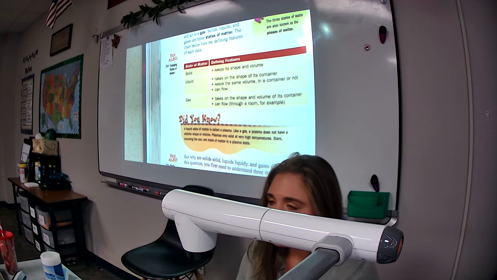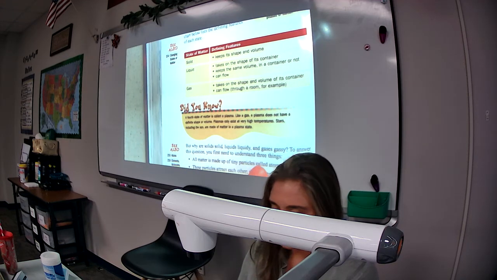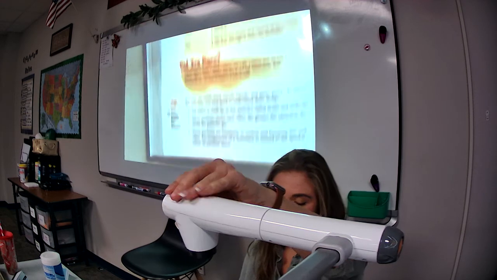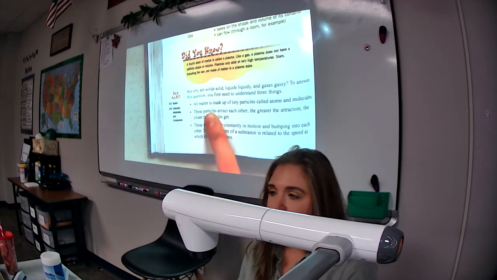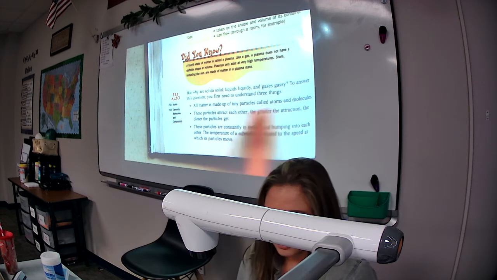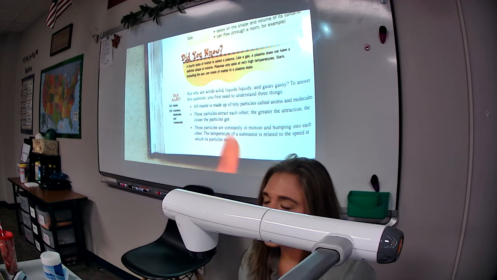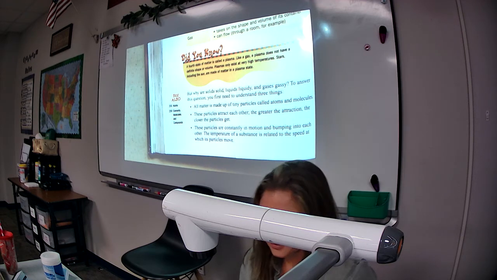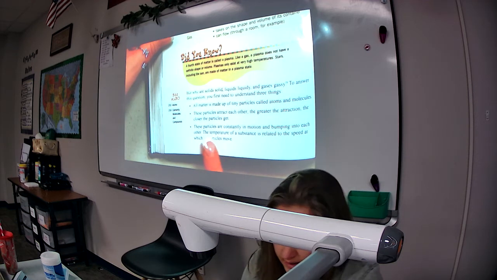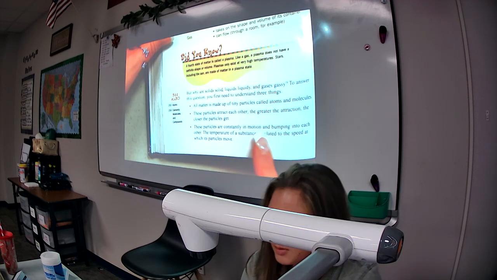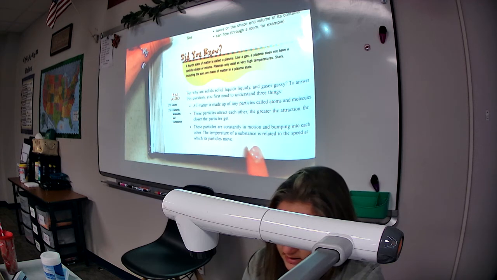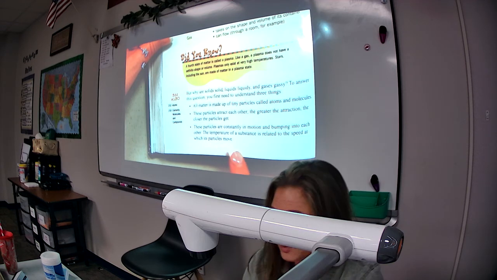But why are solids solid, liquids liquidy, and gases gassy? To answer this question, you first need to understand three things. Number one, all matter is made up of tiny particles called atoms and molecules. Number two, these particles attract each other, like magnets. The greater the attraction, the closer the particles get. Number three, these particles are constantly in motion and bumping into each other. The temperature of a substance is related to the speed at which its particles move.